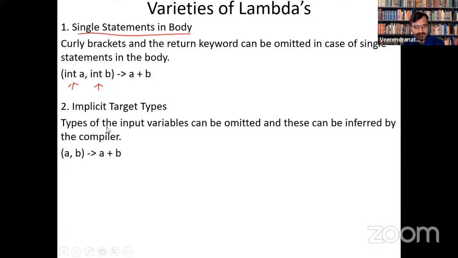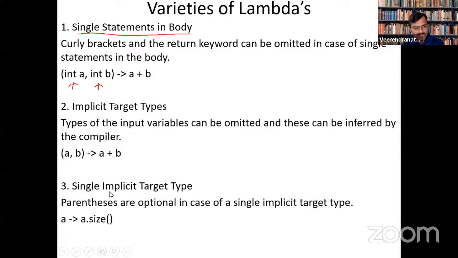Implicit target types in the sense that the types of input variables can be omitted, and the type can be inferred by the compiler. So the types can also be omitted, and you can say implicit single target type. Parentheses are optional. So without parentheses also, as I told you, we can look for them.